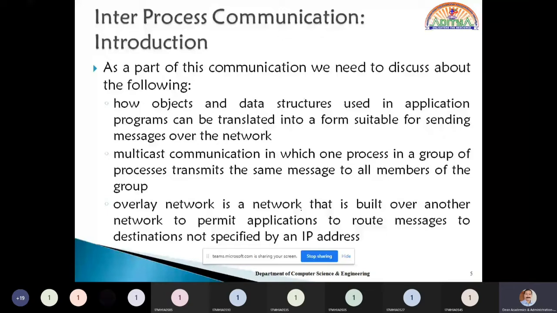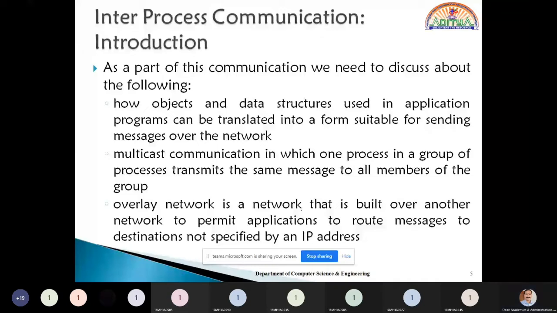An overlay network is a network built over another network, so that it permits applications to route messages to destinations which are not specified by an IP address. That means it is a network that is built over another network. So we have to permit the applications to route the messages to destinations which are not specified by a local IP address. These are the aspects on which we'll be basing our further discussion in this unit.